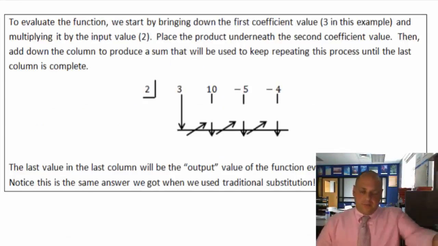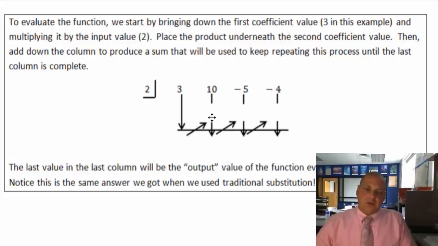Now here's the process. I'm going to go through this with you. See all the arrows? It's kind of confusing, but you'll see why I put the arrows there once we go through it. You start off with the first coefficient, so that's 3. That just carries down. So 3 is 3.